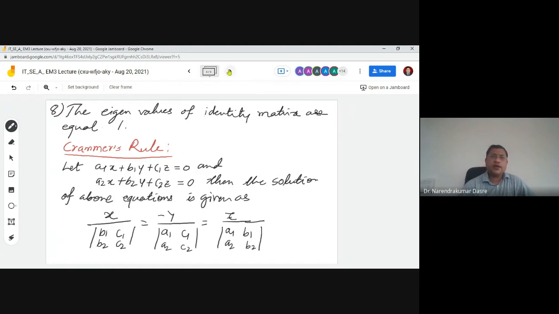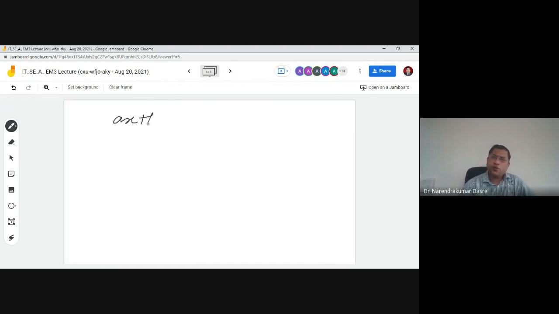Basically, we know ax plus by is equal to c. What is the geometric figure that you get from this equation, or what does this equation represent in geometry?